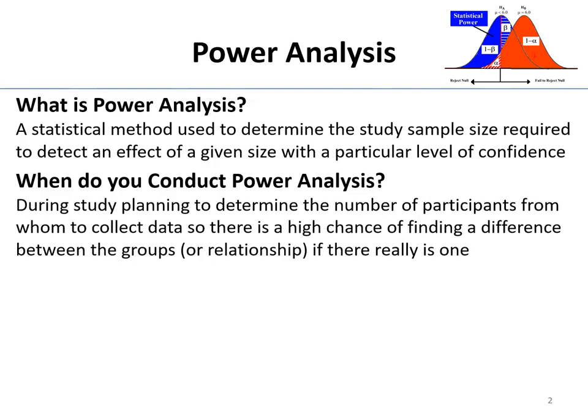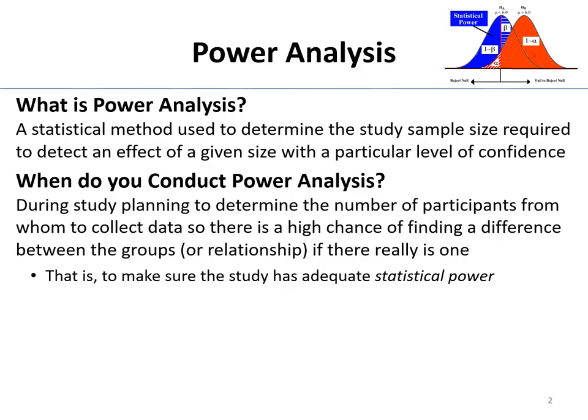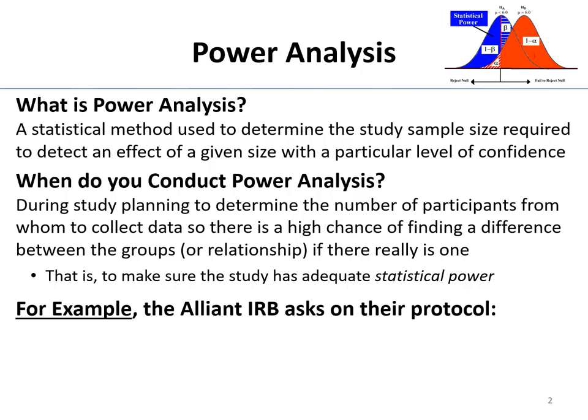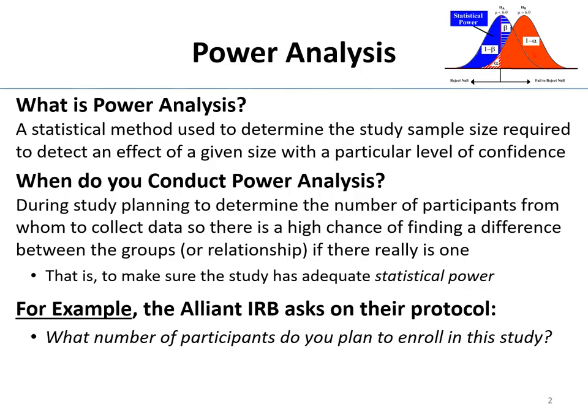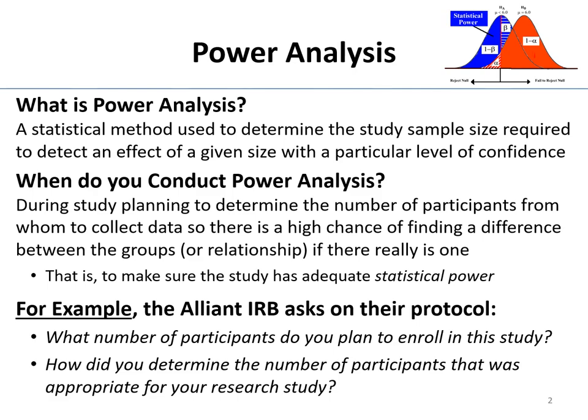So when do you conduct this? Well, usually when you're planning a study and you want to determine, all right, how many participants do I need to collect data from so that I have a pretty good chance of being able to actually find a difference between my groups or some sort of relationship if there really is one. So that is when you want to figure out if you have adequate statistical power. For example, the Alliant Institutional Research Board asks on their protocol that you fill out what number of participants you plan to enroll in this study, and how you determined the number of participants that was appropriate for your study. You've got to answer those questions.